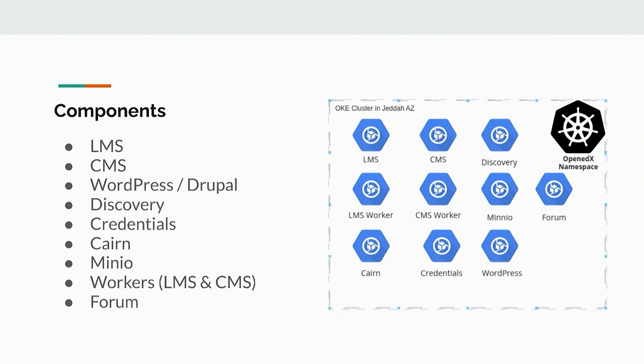And then there is the microservice CMS, which is for content management services, and this is for authors to build their courses. And there is a WordPress service. We use it for a landing page, and then discovery services, credentials for credentials management, Minio, workers for LMS and CMS workers, and then there is a forum service. So these are the microservices we have deployed on our Kubernetes engine on OKE.